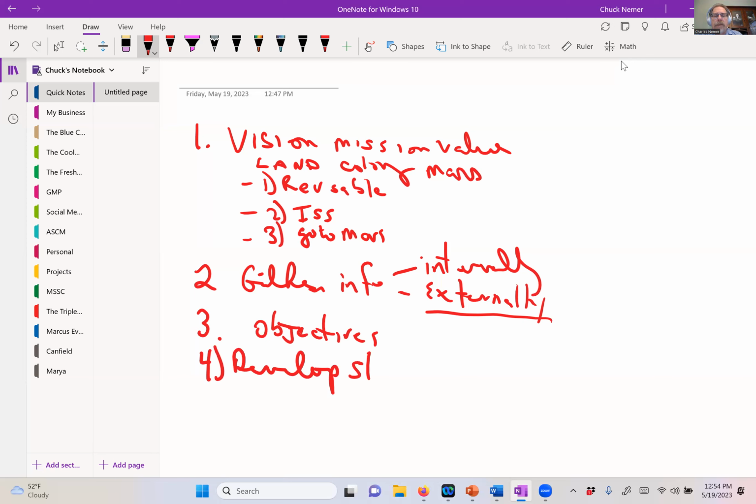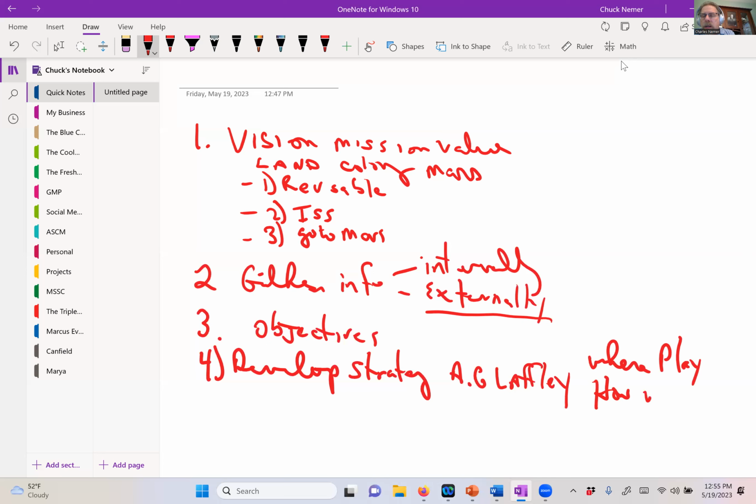Now, there are many definitions out there for strategy. The one I like is by, I think, A.G. Lafley, two-time CEO of Procter & Gamble. He talked about strategy as this: where do you want to play? How do you want to win? And what's your plan to get there? I find that very easy to understand, and it really helps me frame what I want to accomplish and how I'm going to get the business there.